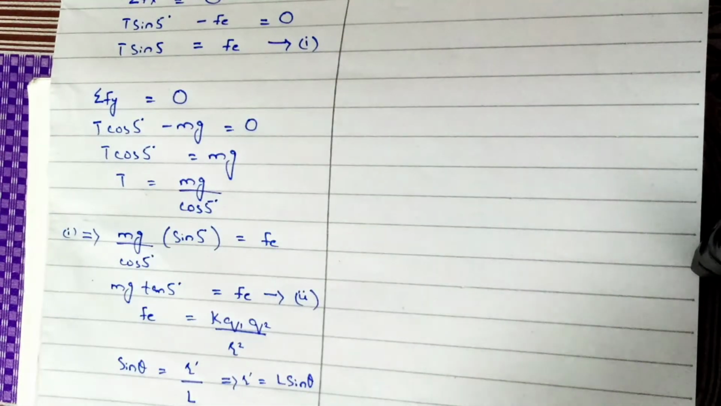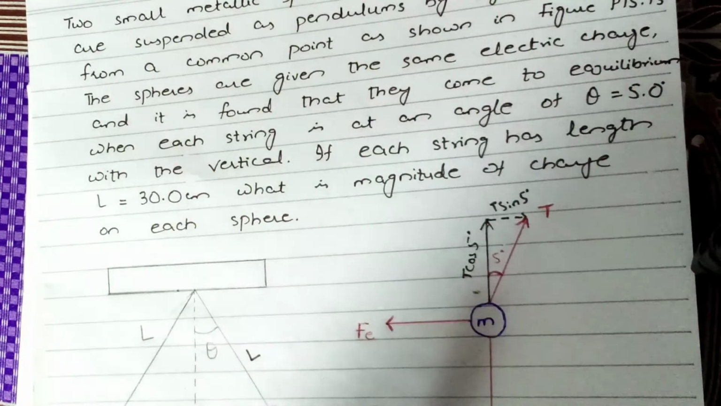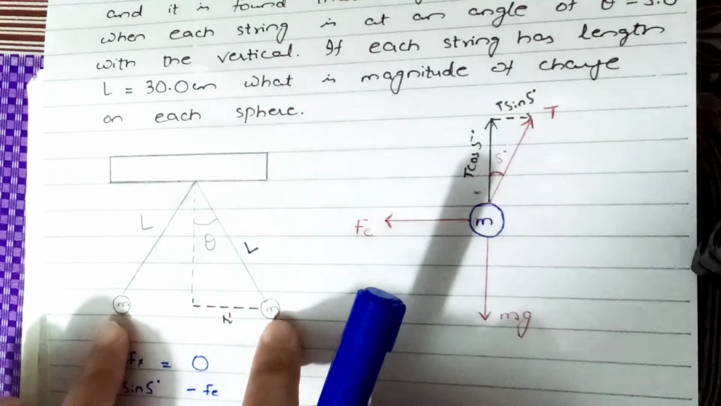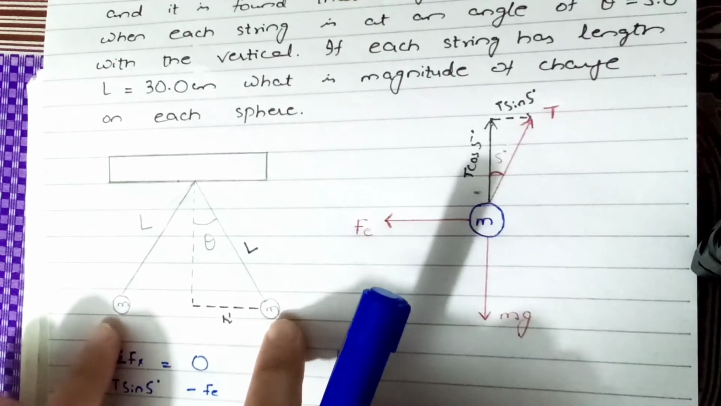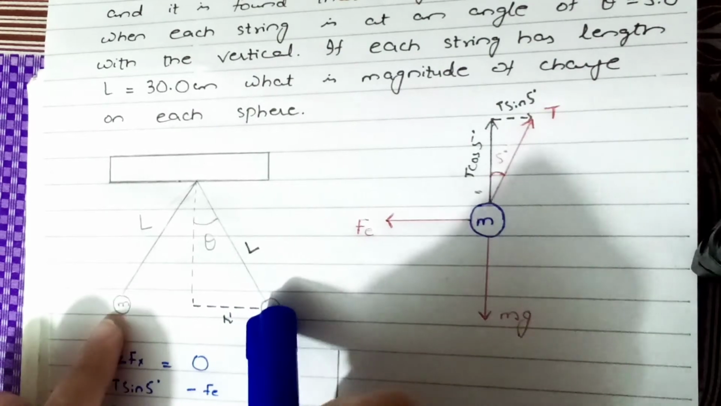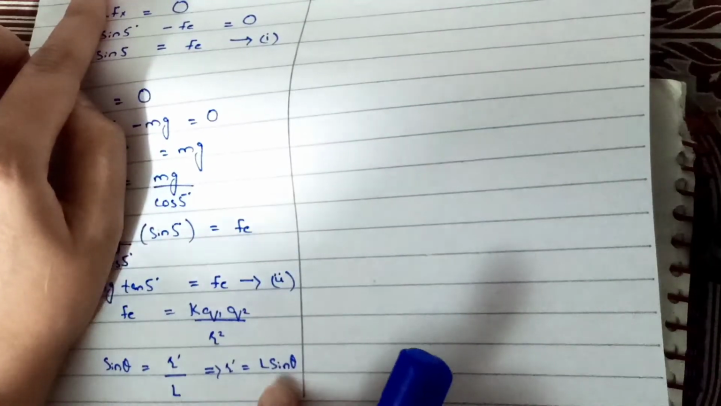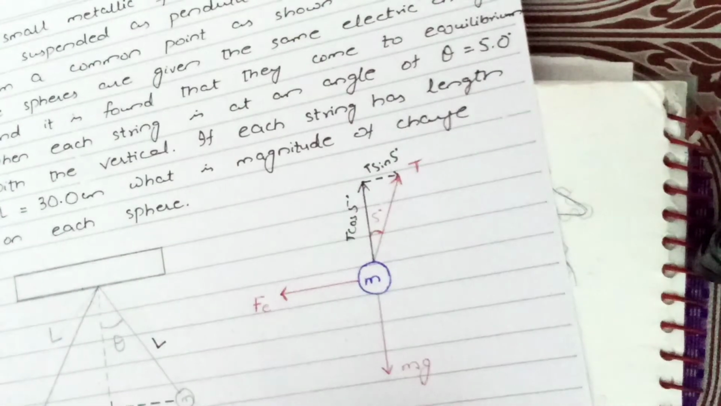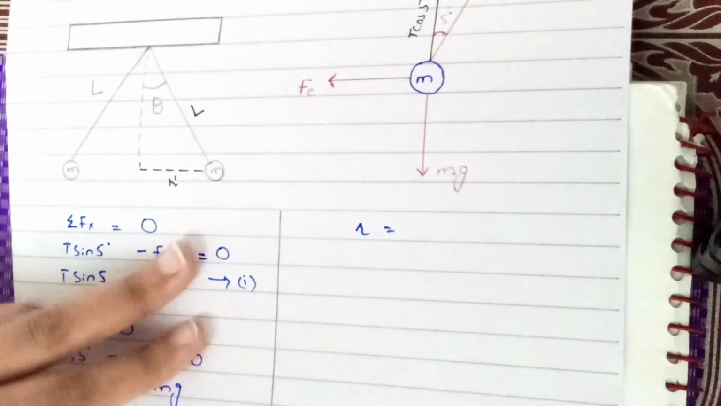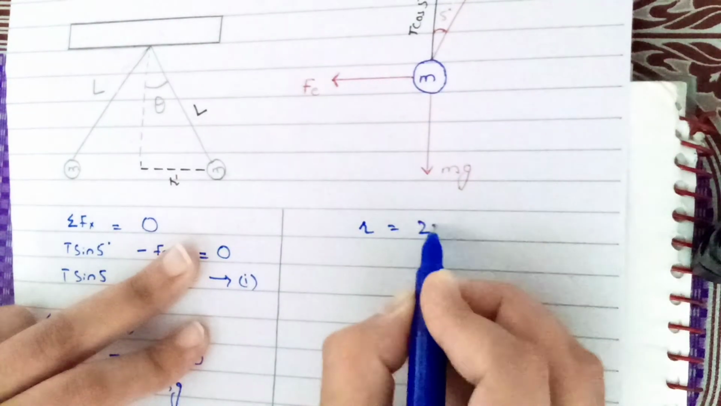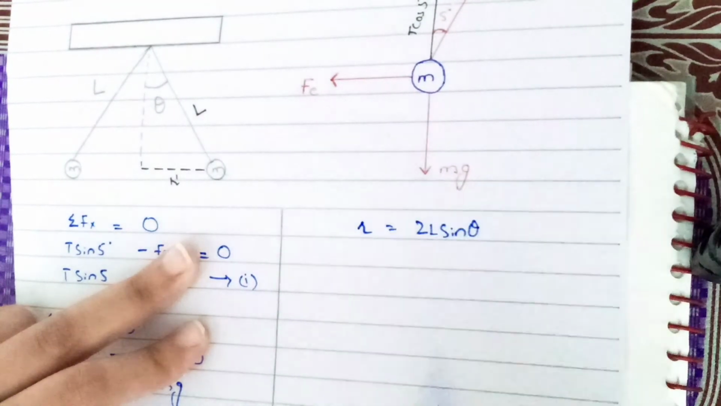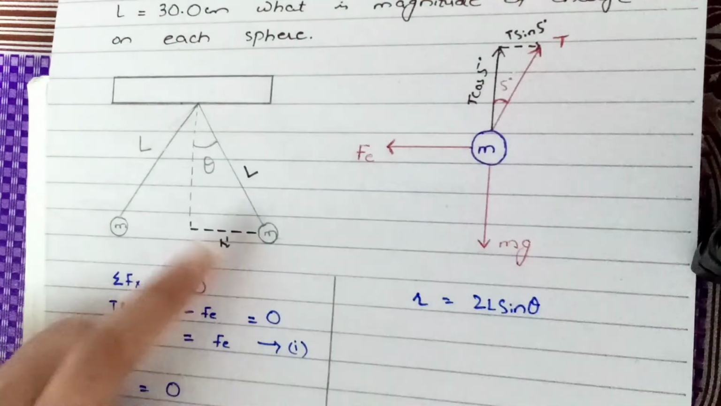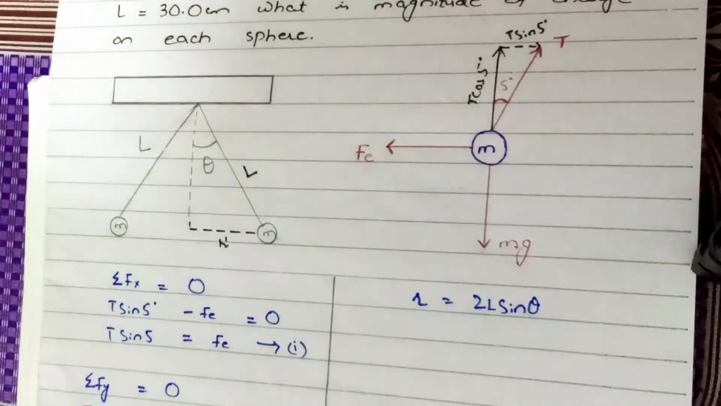So this is my distance from this M to this. But we want the complete distance from this M to this M. This is only half the distance. For the complete distance, I need to multiply this by 2. So my complete distance will be R equals 2L sine theta. Right, students? This is the reason I called it R dash and not R, because this was half the distance, not the complete distance. Now we have the value of R.